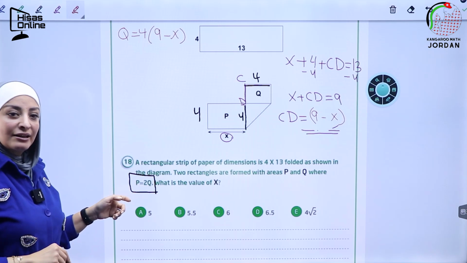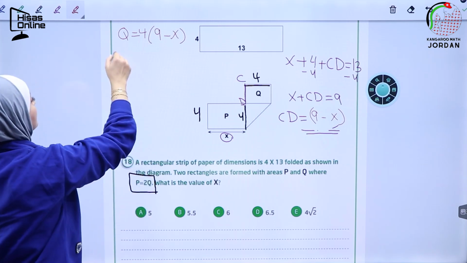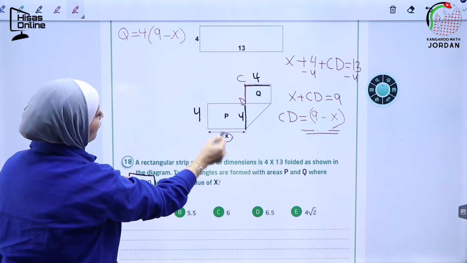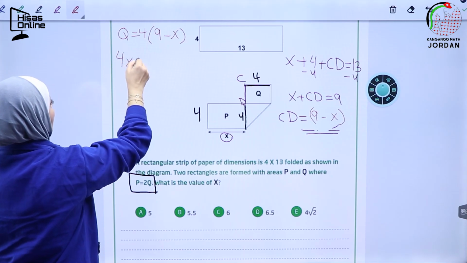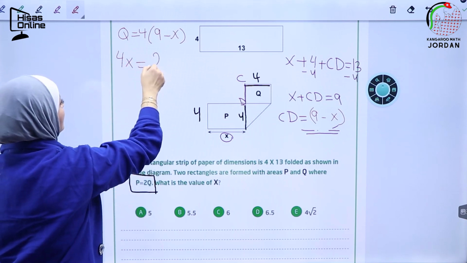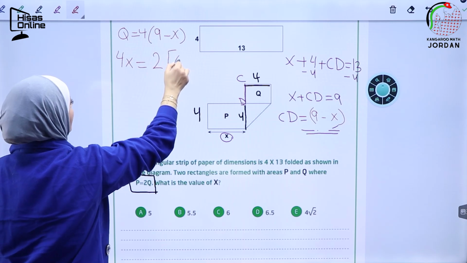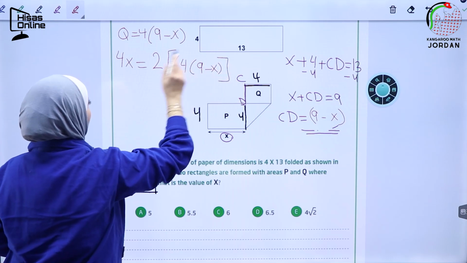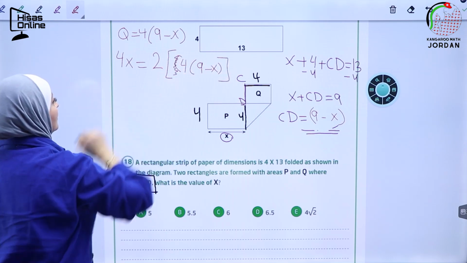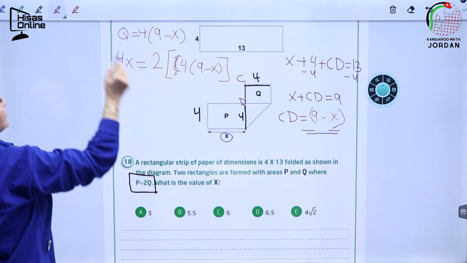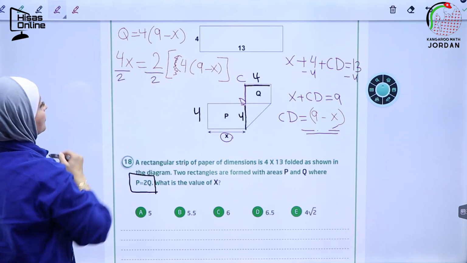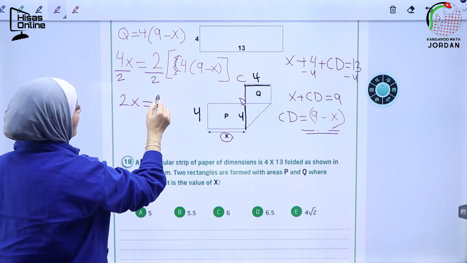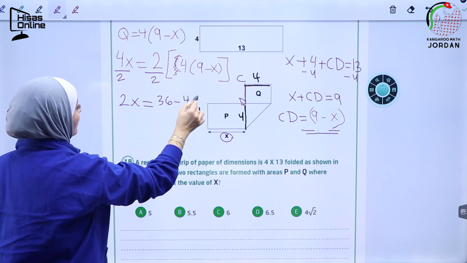Then they said P equals 2Q. That means P equals 2Q. P, I know what it is. What is the area of P? It's 4 times x. So 4 times x, which is P, should equal 2 of this area, which is 4 times (9 minus x). Okay, to make life easier, we can divide by 2 on both sides of the equation. So we got 2x equals 4 times 9, which is 36, minus 4x.